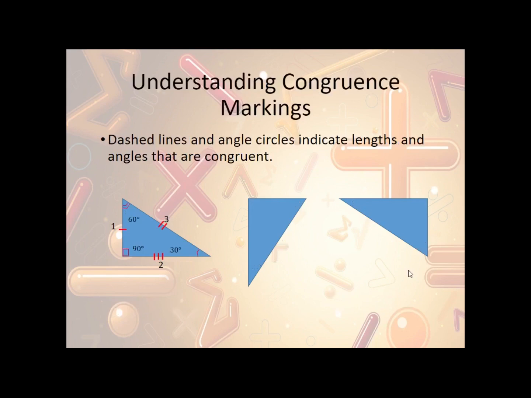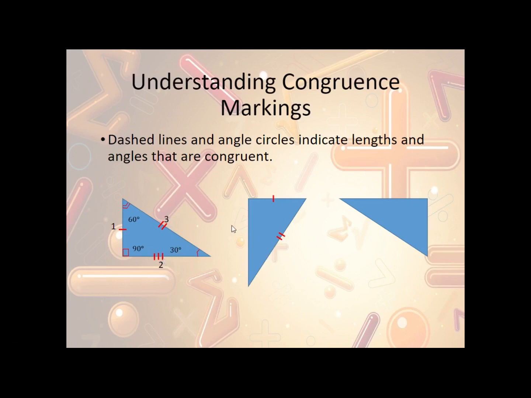Now, understanding the markings. We can use dashed lines and angle arcs to indicate the lengths and angles that are congruent. For instance, we have this side here with a single dash. We find its corresponding part and put a single dash there. That means that this side and this side are congruent. Then we could do this one here with the double dash, and we find its corresponding side, which is here, and we do a double dash there. That means that those two sides are congruent.